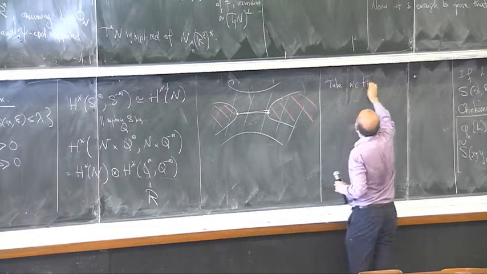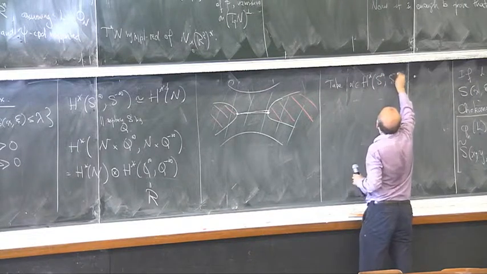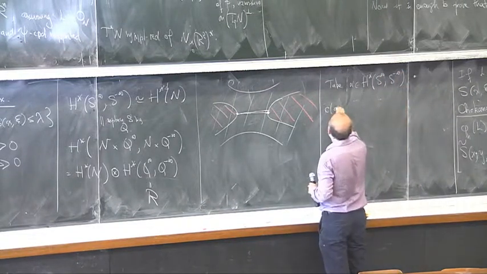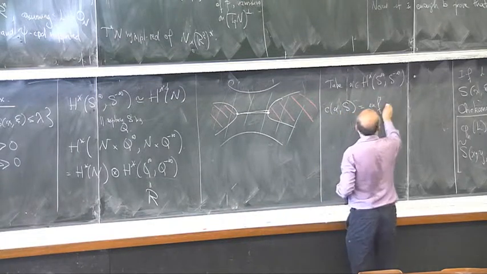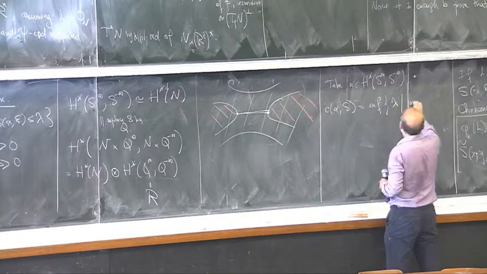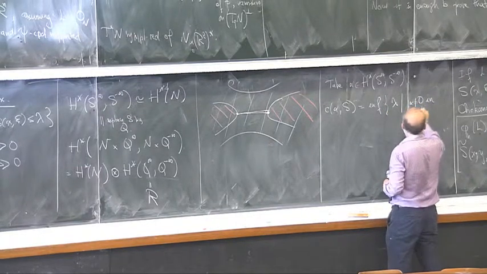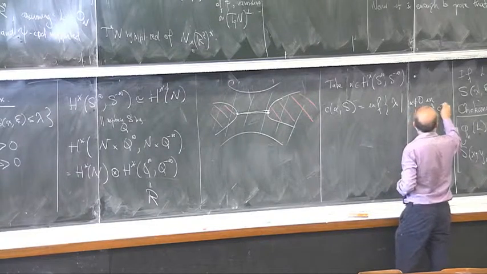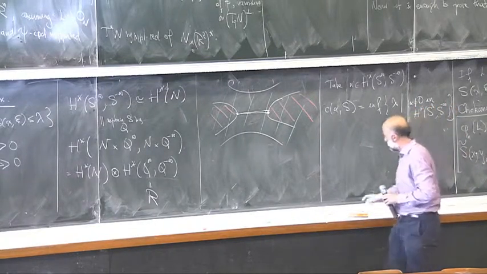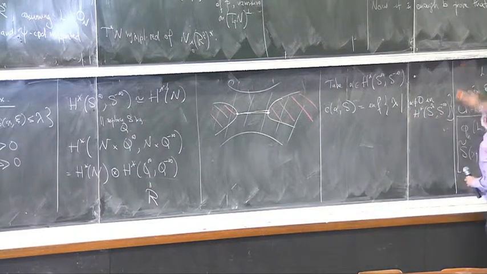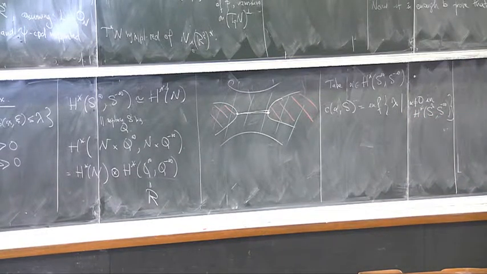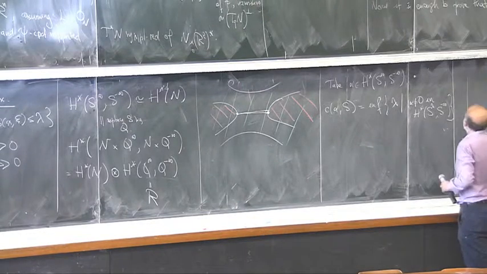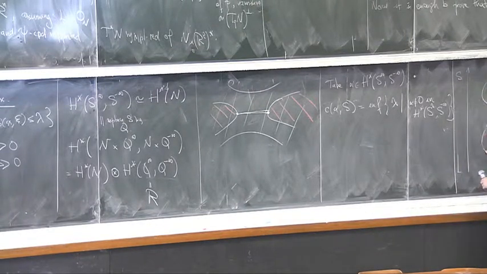Now take alpha in the cohomology of S infinity, S minus infinity, and look at c alpha of S, which is the infimum of the set of lambda such that alpha is non-zero in the cohomology of S lambda, S minus infinity. So what am I doing there? Well, you have a function S. Just doing Morse theory. I have a function S here on some manifold.